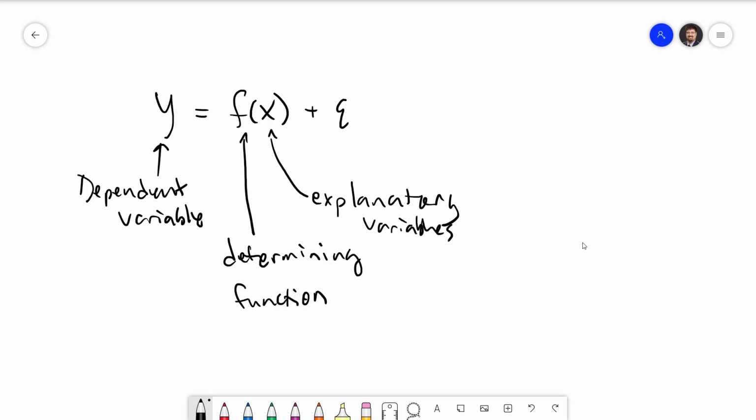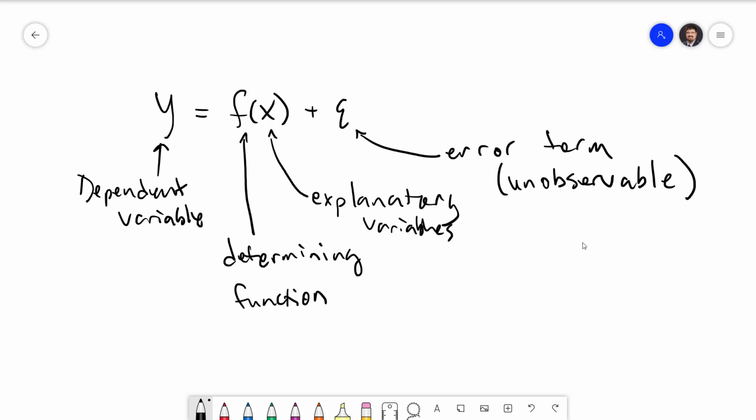X could just be one variable, or it could be lots of different variables. We'll look at both cases as we move forward. The explanatory variables are observable variables that we can collect data on. Finally, we have epsilon, which is what we call the error term. The error term consists of the sum total of all of the unobservable factors on our dependent variable. So in summary, f of x, our determining function, tells us the relationship between the observable explanatory variables and y, and epsilon, the error term, is the effect of the unobservables.